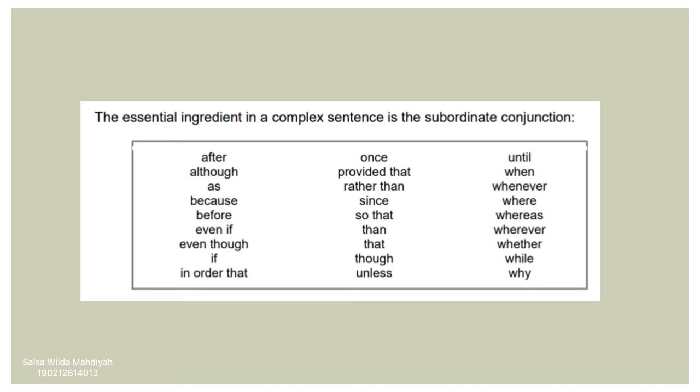The essential ingredient in a complex sentence is the subordinating conjunction. These include: after, although, as, because, before, even if, even though, if, in order that, once, provided that, rather than, since, so that, than, that, though, unless, until, when, whenever, where, whereas, wherever, whether, while, why.